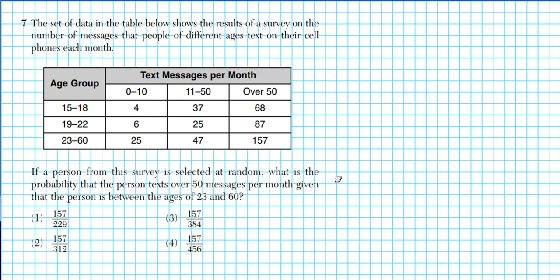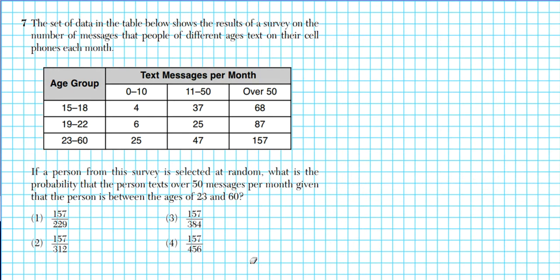Alright, let's take a look at problem 7. It reads, the set of data in the table below shows the results of a survey on the number of messages that people of different ages text on their cell phones each month. Okay, so we have the age group right here, and then the text messages per month. If a person from this survey is selected at random, what is the probability that the person texts over 50 messages per month, given that the person is between the ages of 23 and 60?